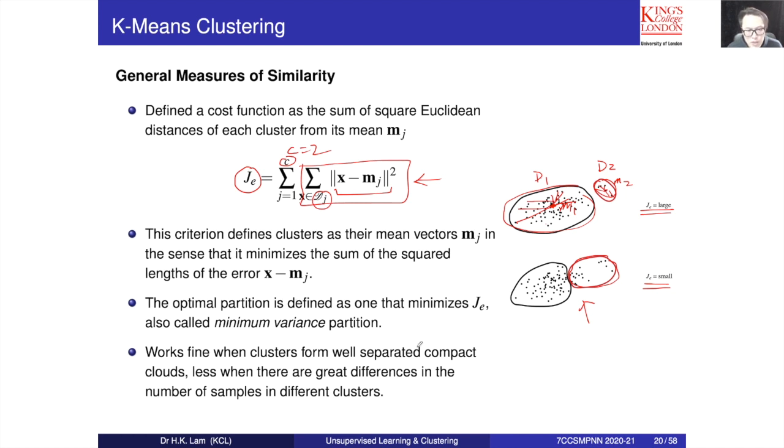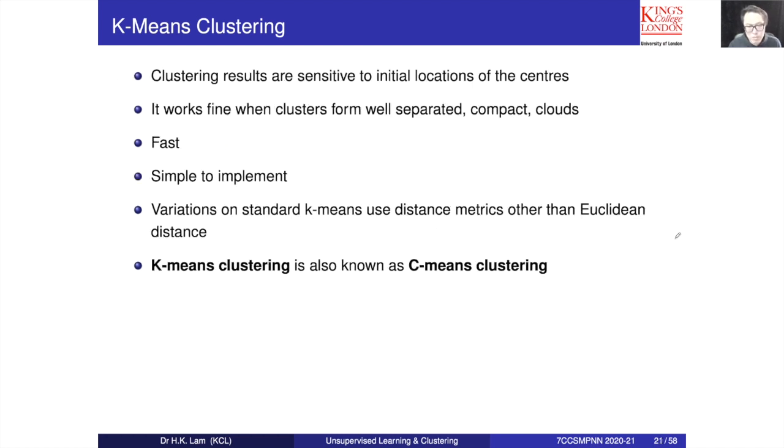And also, we've just found out that k-means clustering works fine when the clusters are well separated, when the datasets are far away from each other. Say we have data points right here and data points right here, so we can simply have two groups. But if they are very close to each other, then this situation will happen.